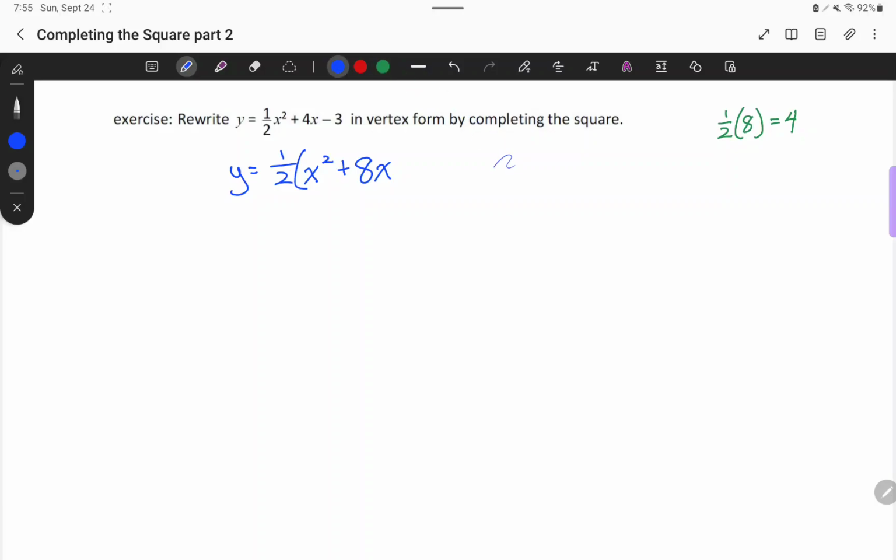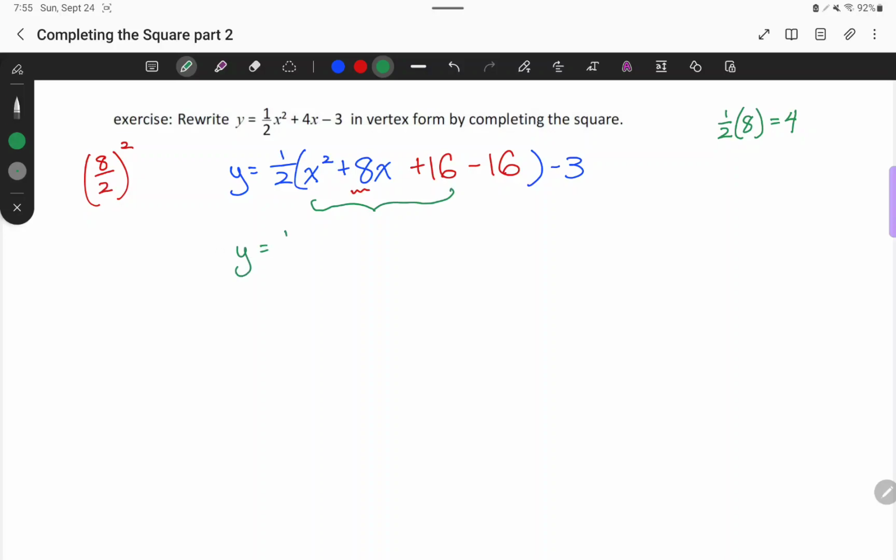Okay, we're going to leave our space for whatever number we need to add and subtract, and then we'll do a -3 afterwards. Okay, looking at our b value of 8, we're going to do 8 divided by 2, and then square it. So 4 squared is 16. We'll do plus 16 minus 16. And we're now going to take our perfect square trinomial and factor that.